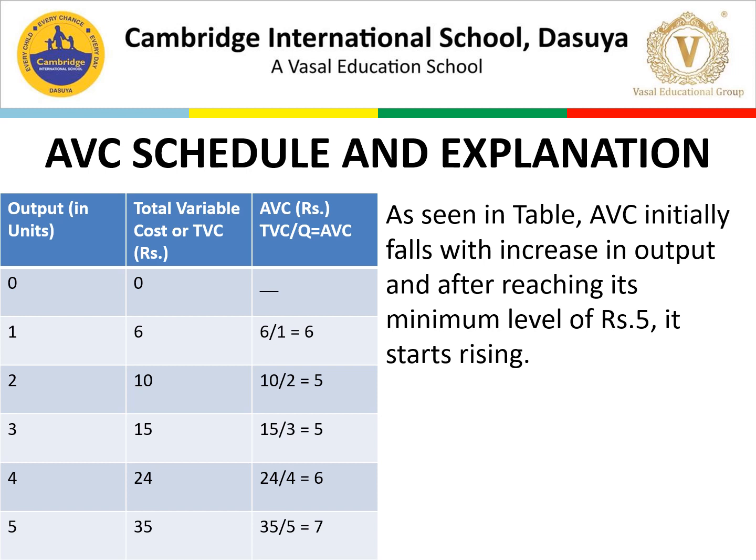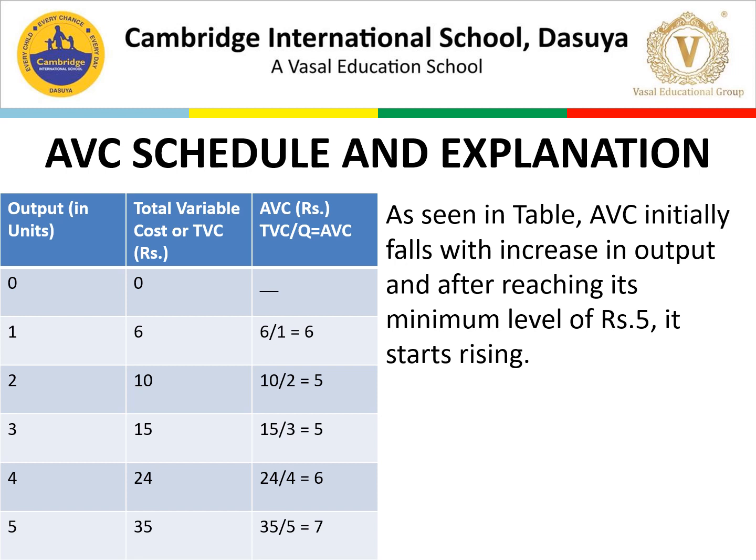So TVC for the first unit is 0 and output units are again 0, so the answer we are getting is blank. Then 6 is the total variable cost for the next unit and the unit is 1, so 6 divided by 1 is equal to 6. Then 10 divided by 2 will be equal to 5. Then 15 divided by 3 will be 5. Then 24 divided by 4 will be 6. Then 35 divided by 5 will be 7.